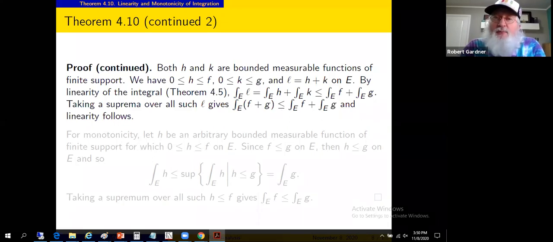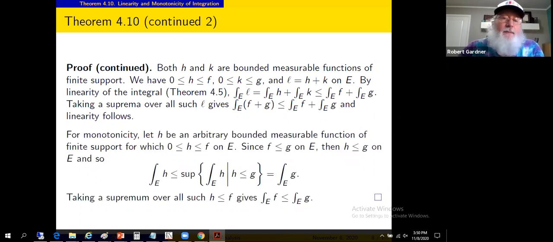There was the monotonicity part, the moreover part. So we still need to deal with monotonicity. And after this, we know a little bit of stuff about these class 2 functions. We know linearity and monotonicity. For monotonicity, let h be an arbitrary, bounded, measurable function of finite support such that 0 is less than or equal to h is less than or equal to f. And we're considering the case, the moreover statement was that f is less than or equal to g. So if h is less than or equal to f and f is less than or equal to g, then certainly h is less than or equal to g, transitivity, eh?